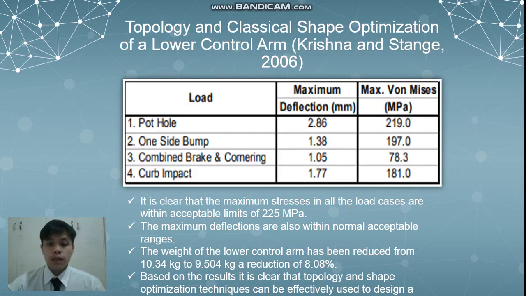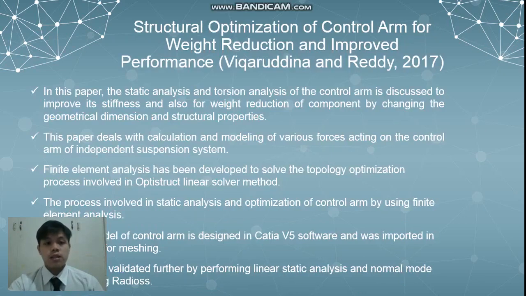Based on the results above, it is clear that topology and shape optimization techniques can be effectively used to design a lower control arm. Our fifth RRL is the structural optimization of control arm for weight reduction and improved performance. In this paper, static and torsional analysis was performed in order to improve the stiffness of the material and also for weight reduction of the component.